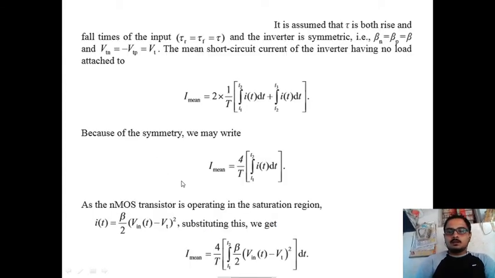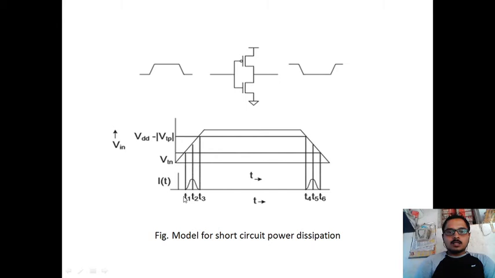Here the rise time is in between T1 and T3. The fall time is in between T4 and T6. At T2 position, the power dissipation is at maximum in the rise time. At T5 position, the power dissipation is at maximum in the fall time. This is the model of short circuit power dissipation.